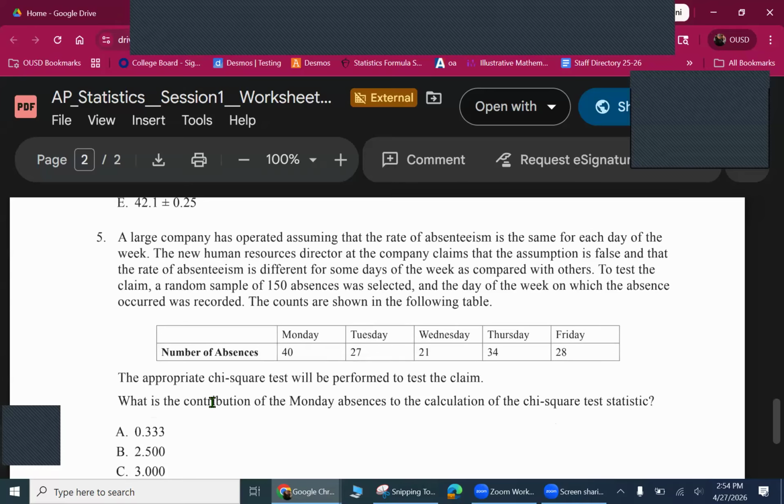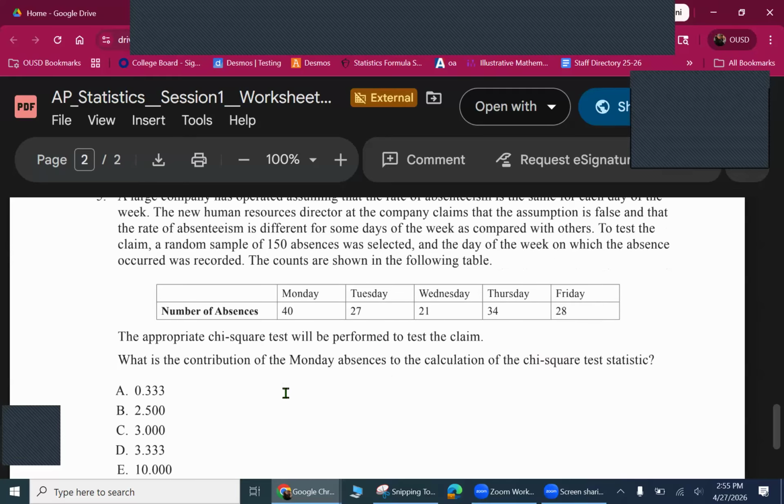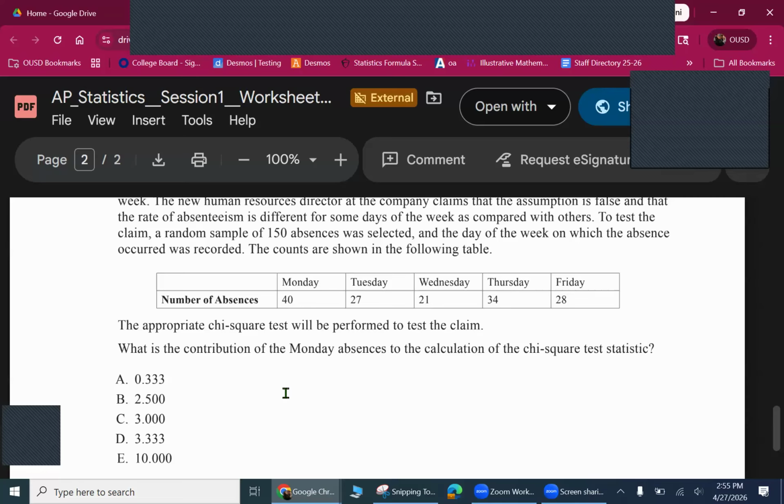Not going to read this whole thing, but basically this is the data we have, and one person says, I think the number of absences for every day of the week is equal. Somebody in HR says, no, it's not, and they come up with this data of 150. If it's 150, each one of these days should be 30. So they are clearly all off. Tuesday and Thursday are pretty close, 28 is closest. I could do a whole chi-square, but they just asked what would be the contribution of this.